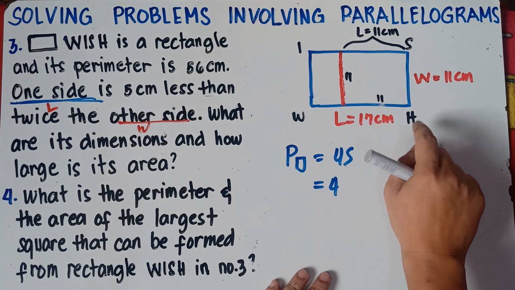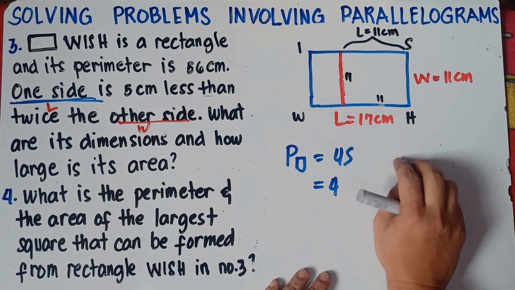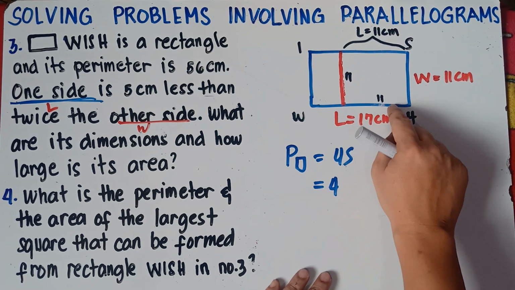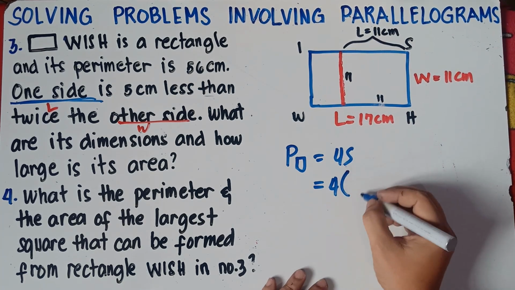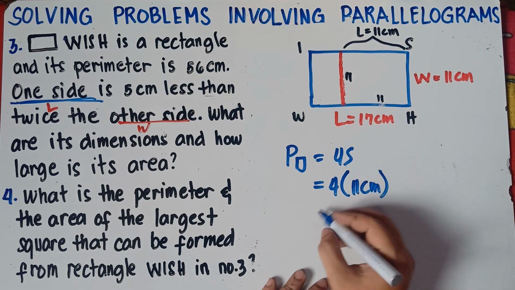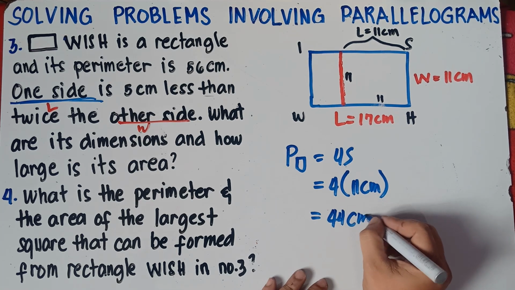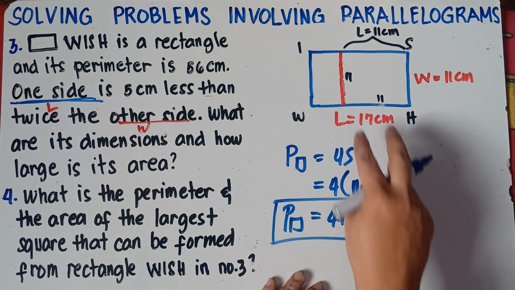We just need to make a square, the largest square that we can make out of this rectangle. So therefore, width will be 11. So therefore, we just cut this length. It will be 11. This one is 11, and this one is 11. So 4 times 11 centimeter. So the perimeter is equal to 4 times 11. That is 44 centimeter. So this is the largest perimeter that we can make out of this rectangle.